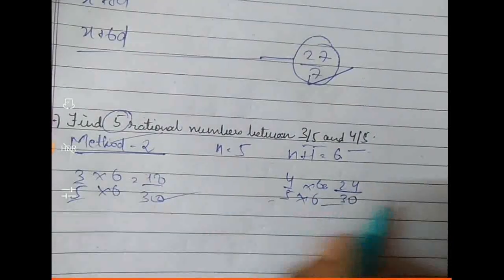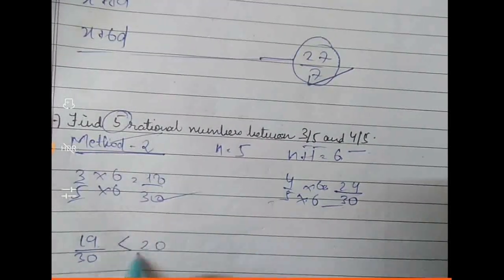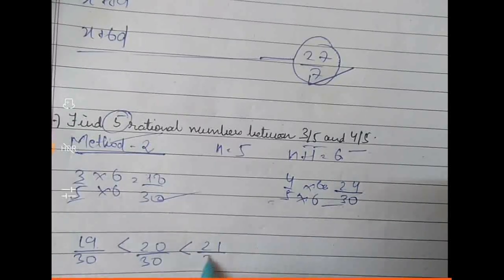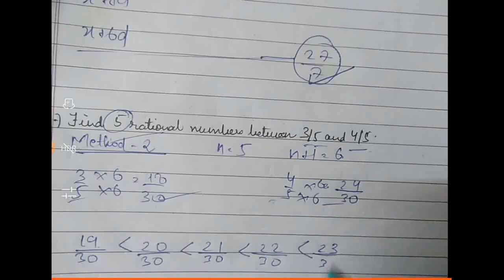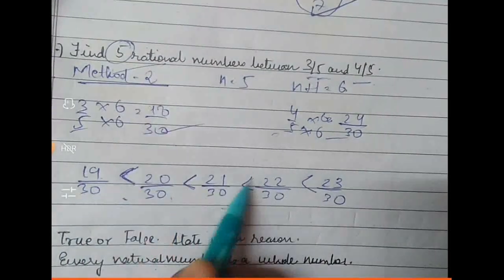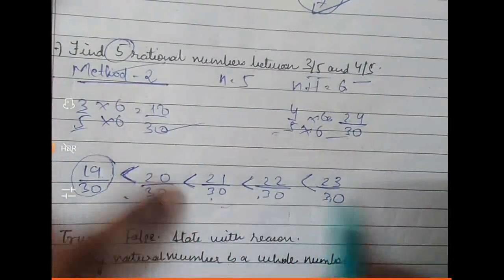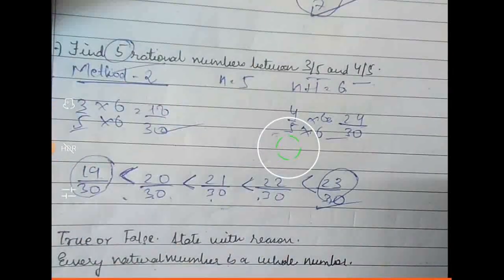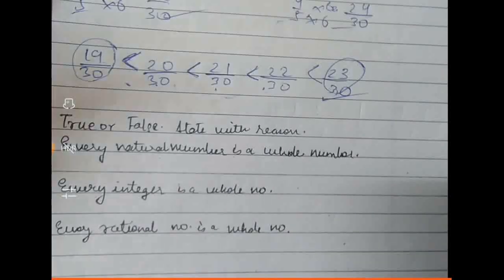क्या इनके बीच में आगे 5 राशि नंबर? 19 by 30, 20 by 30, 21 by 30, 22 by 30, 23 by 30. आगे 5 राशि नंबर्स. अब देखो मैंने ये साइन इसलिए यूज किया क्योंकि ये नंबर सबसे छोटा है, उससे बड़ा ये है, उससे बड़ा ये है, इससे बड़ा ये आखिरी में जाके ये आ जाता है. Got it? Now let's come to this question. State true or false. This is the question number 4.